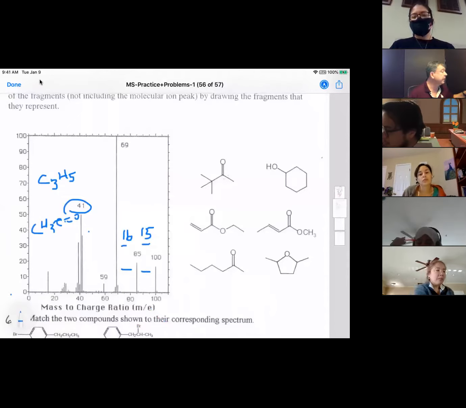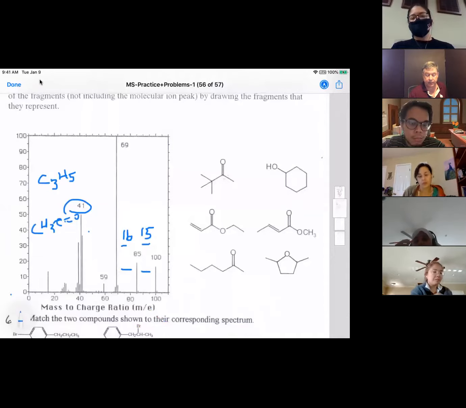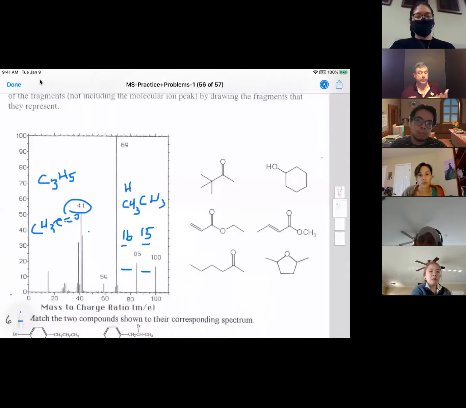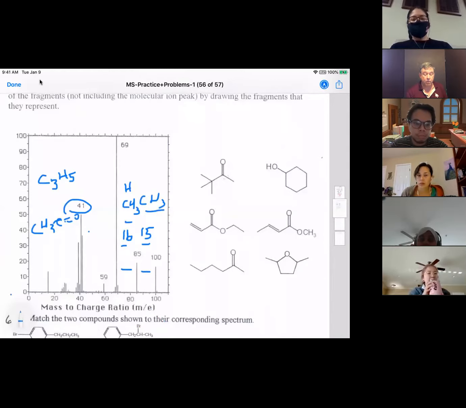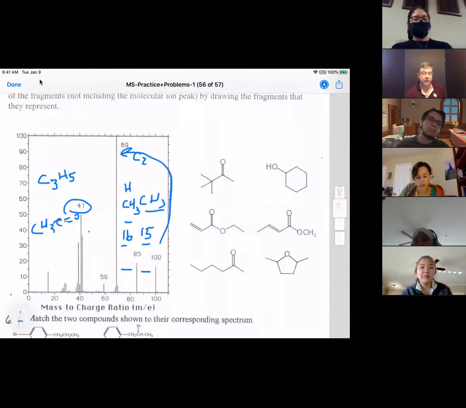So 15 and 16, 15 would be a CH3, and this would be a CH3 plus a hydrogen, right? Because that'd be 16. So just from that fragmentation, it looks like we're losing maybe a CH3 by itself, or 2 CH3s, maybe a C2H, C2 if we're going from here to here. And we're getting a fragment over here of C3H5. So that being said, let's start thinking about how we could break these things apart.